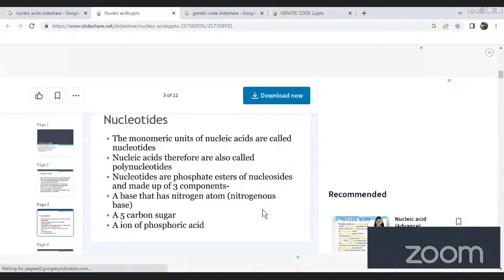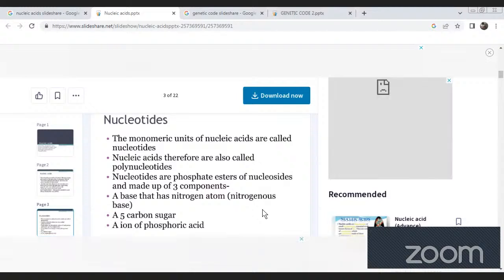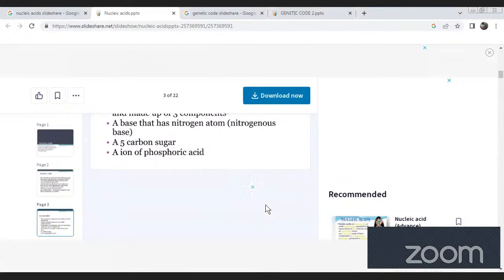Nucleotides are the phosphate esters of nucleosides and are made of three components: a nitrogenous base, a 5-carbon sugar, and phosphoric acid. These are the main components of nucleic acids.